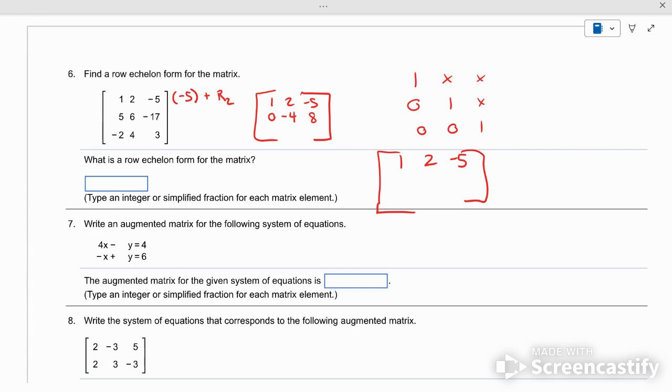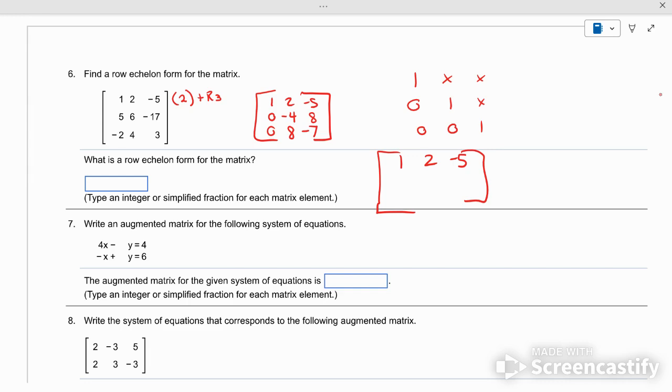Okay? Now, how am I going to get 0 in the bottom row? Because we want a 0 there too. So we might as well do it right now. Multiply this by 2, positive 2, and add it to row 3. So what's 2 times 1? 2 plus 2 is 0. 2 times 2 is 4, plus 4 is 8. 2 times -5 is -10. -10 plus 3 is -7. Okay, so we're partway there.